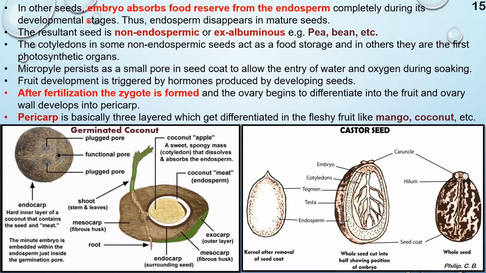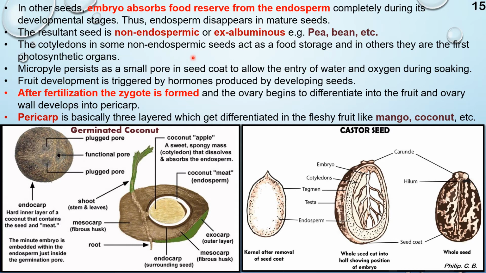In other seeds, the embryo absorbs the food reserve from the endosperm completely during its developmental stage. Thus, the endosperm disappears in the mature seeds. So in certain cases the endosperm is used up as food, and the matured seed will not have the endosperm. Then the resultant seed will be non-endospermic or ex-albuminous, for example pea or bean.